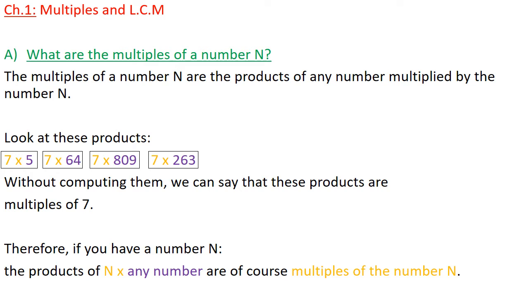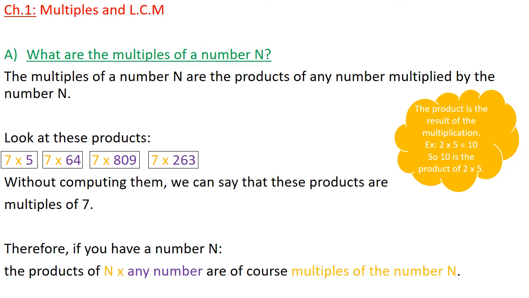n. Let's remember, what is a product? The product is the result of the multiplication. Example, 2 times 5 equals 10. So, 10 is the product of 2 times 5. Another example that is not written. 3 times 8 equals 24. So, 24 is the product of 3 times 8.